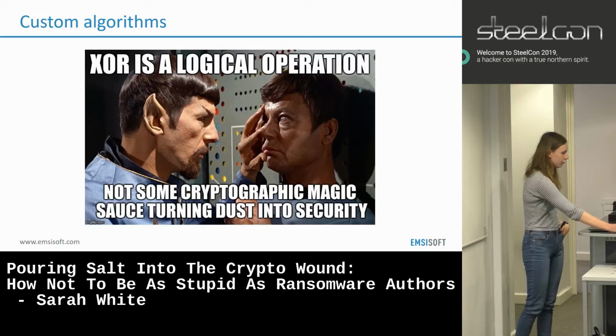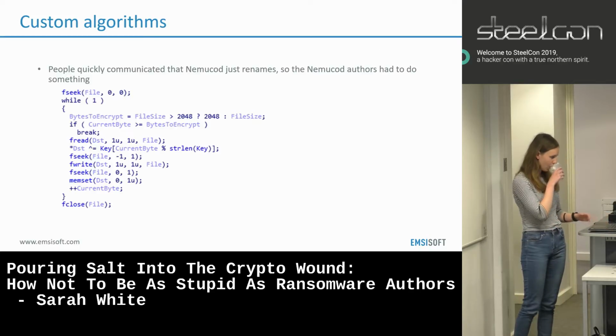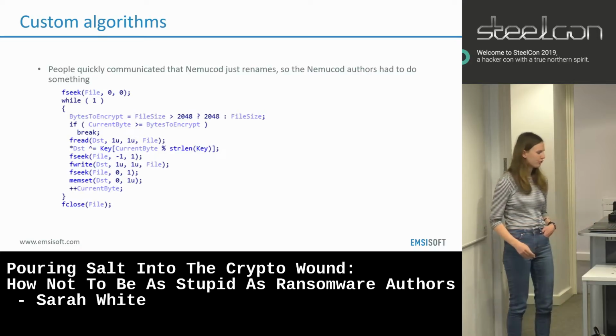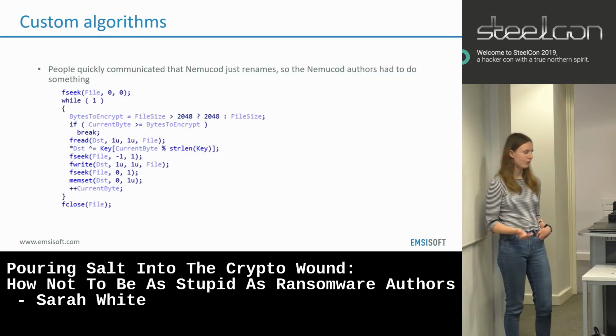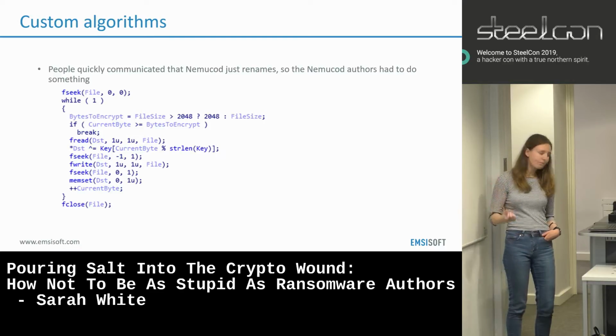Okay, moving on to custom algorithms. It didn't take people long to figure out that Nemucod just renamed files and didn't actually encrypt them. And the ransomware authors eventually caught on and figured out that they would have to do something different to get people to pay. So this was the second version that they tried.